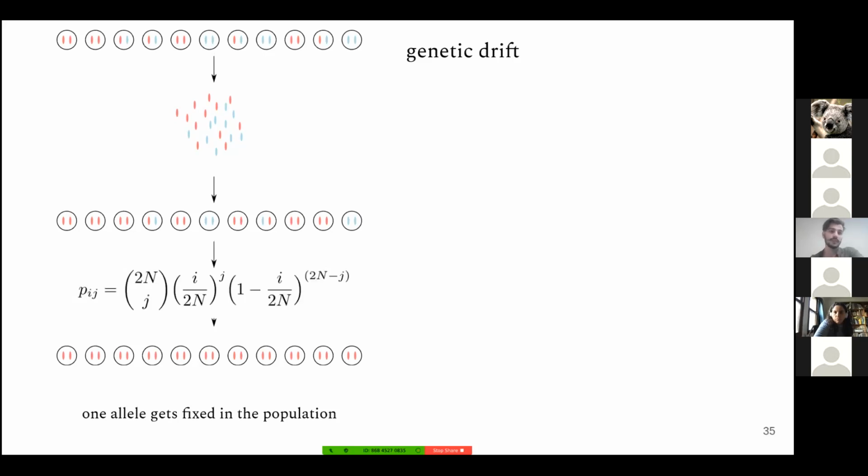The mathematical framework behind producing new generations here from random samples of alleles is actually a binomial probability. The probability of obtaining I alleles of type red in a given generation when there are J alleles of type red in the previous generation is given solely by the numbers I and J and by the population size N.